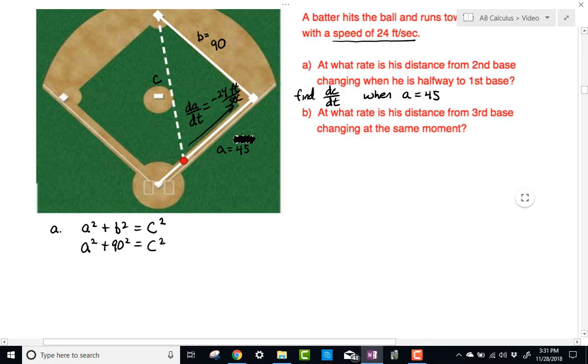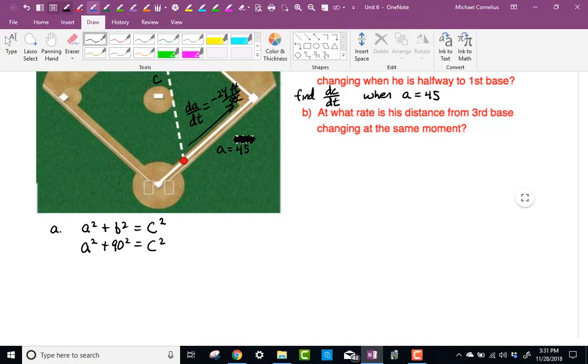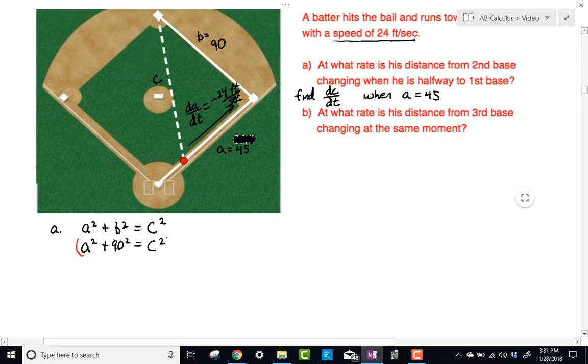And then I'm going to go ahead and take the derivative of all of that. Okay? So if I do the derivative, I'm just going to make this a little bit easier. What are we looking for the derivative of? We're looking for dC/dt, right? So we're going to take the derivative with respect to t. So that's going to be 2A dA/dt. And the derivative of 90 squared is just 0, so we don't have to worry about that. And the derivative of C squared is 2C dC/dt.